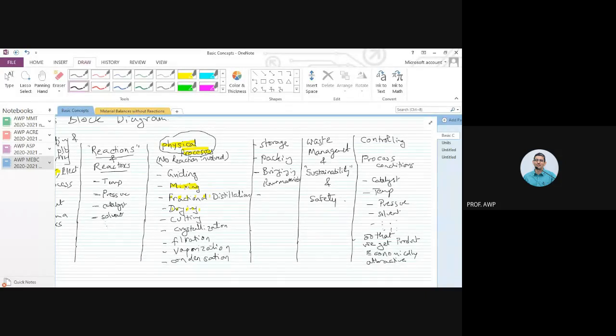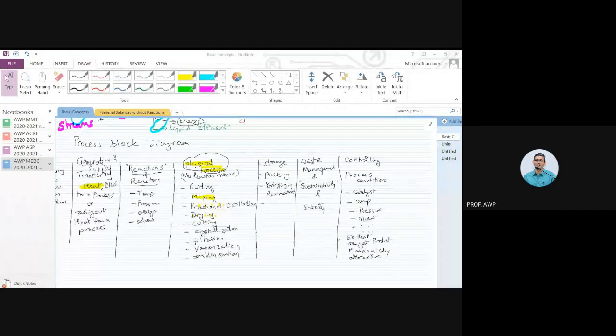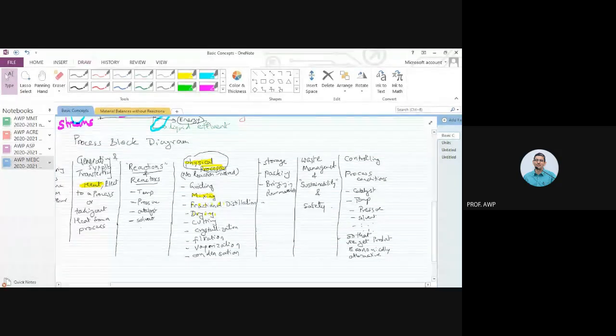Anything else? So management cost. Say that again, Amrapali. Yes, so the cost of the reaction, the feasibility. Ah, very nice.